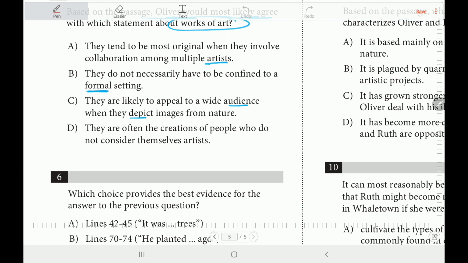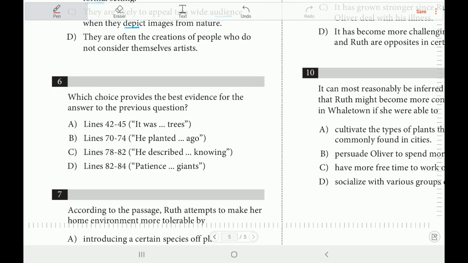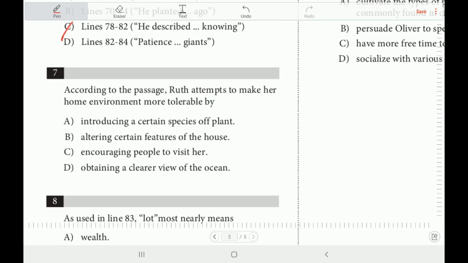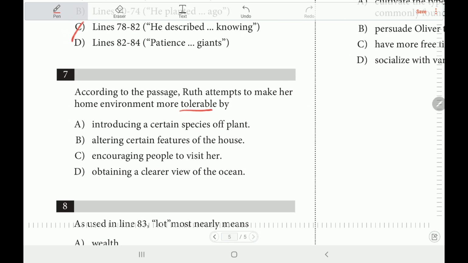So I think he would agree with which statement? I think it's B. They do not necessarily have to be confined to formal settings. And the evidence in 6 is definitely C. Okay, 7. According to the passage, Ruth attempts to make her home environment more tolerable. What did she do? Remember that part?